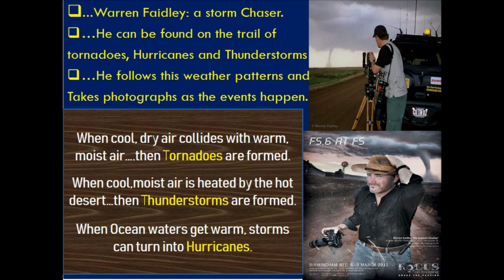Now, how are these weather patterns formed? How are tornadoes formed, thunderstorms and hurricanes? When cool air collides or meets with warm air, then tornadoes are formed. When cool air is heated by the hot desert, then thunderstorms are formed. And when the ocean waters get warm, storms can turn into hurricanes.